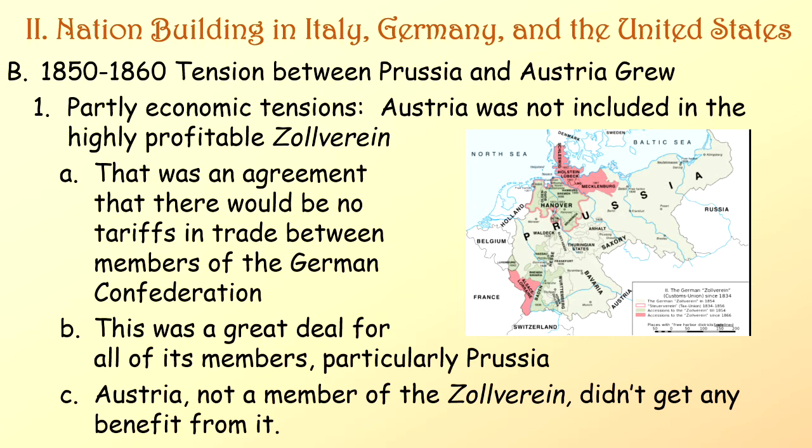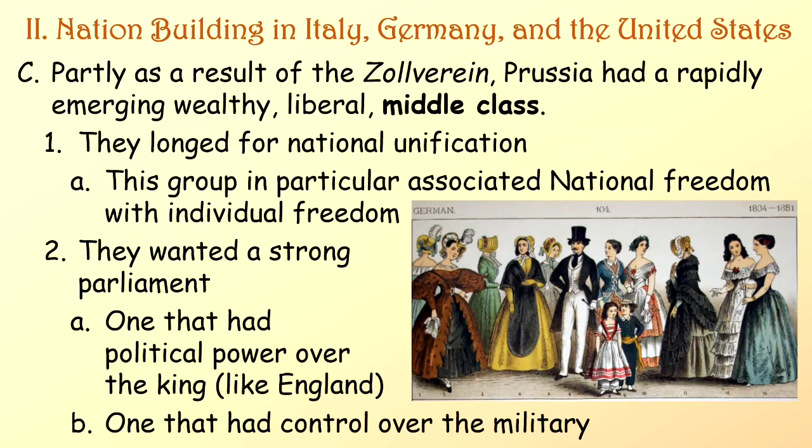From 1850 to 1860, tension between Prussia and Austria grew. Partly it was economic tensions. Austria was not included in the highly profitable Zollverein. That was an agreement that there would be no tariffs in trade between members of the German Confederation, and this was a great deal for all of its members, particularly Prussia. Austria, though, not a member of the Zollverein, did not get any benefit from it.